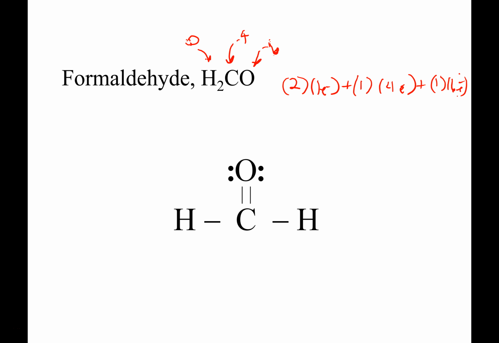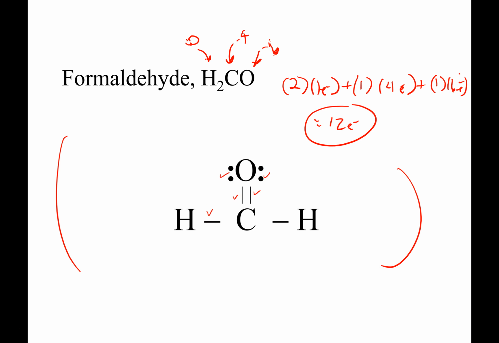Okay, so my pot is 12 electrons. So a check would be, do I have 12 electrons here? 2, 4, 6, 8, 10, 12. So that check works.